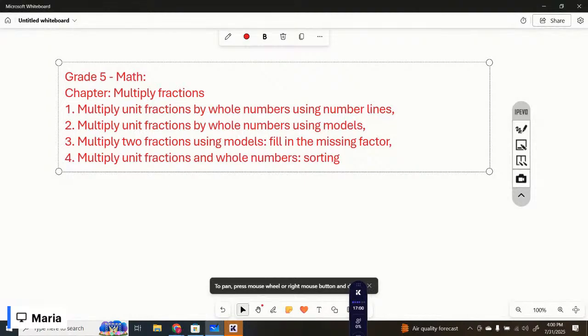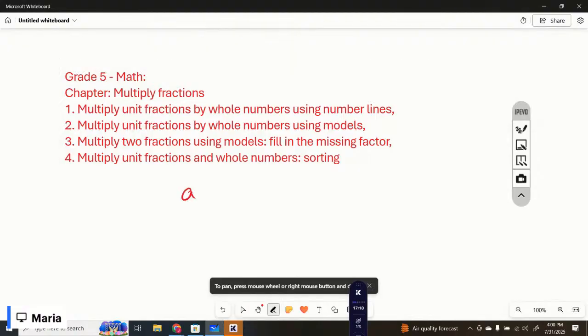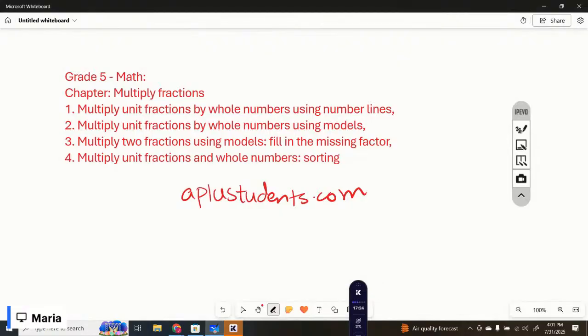We are here for grade 5 math. You can find all the lessons on aplusstudents.com. Log in there using your email address and password provided by the administrator. Then you have to select math from the subject tab. Scroll down to grade 5 math and then click on view all lessons.